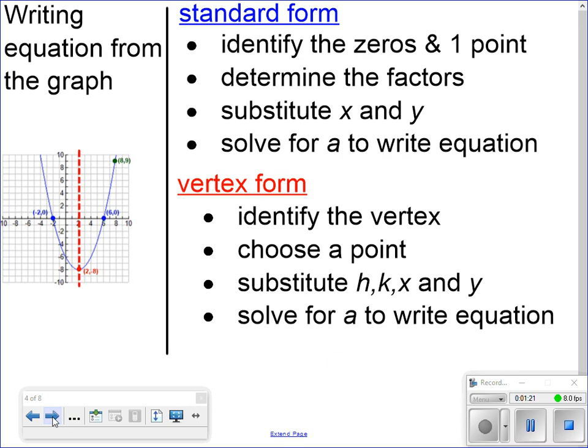When we're writing from standard form, you're going to identify the zeros and a point, determine the factors, write the equation. In vertex form, identify the vertex, choose a point, solve for a, write the equation.